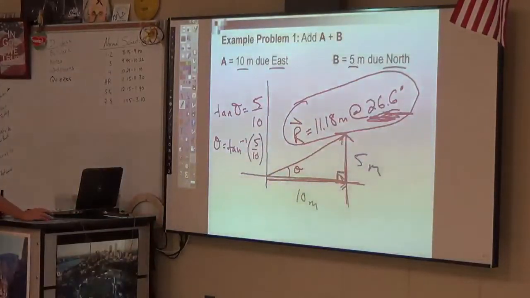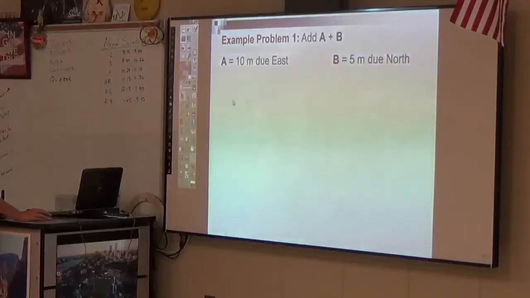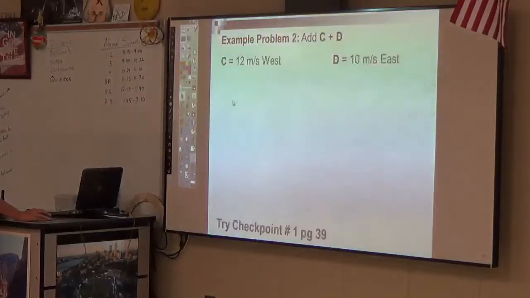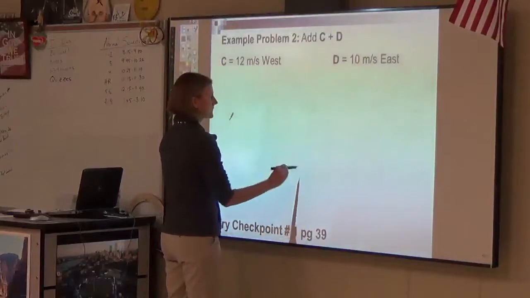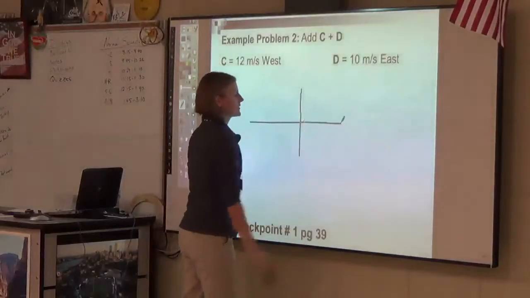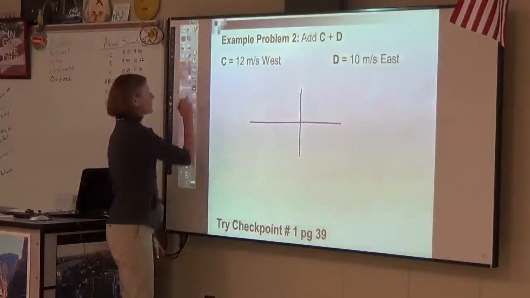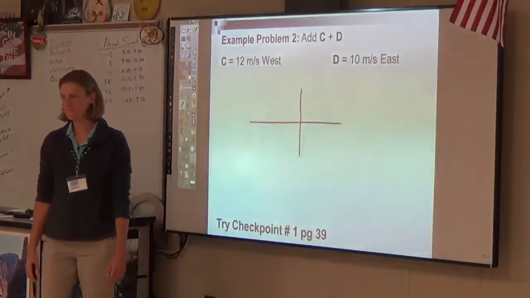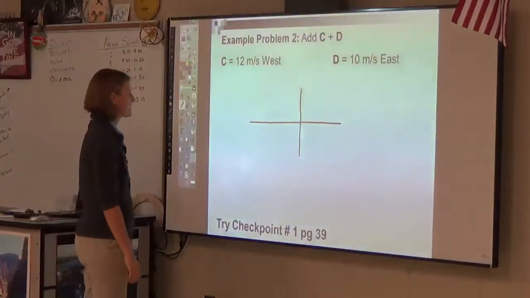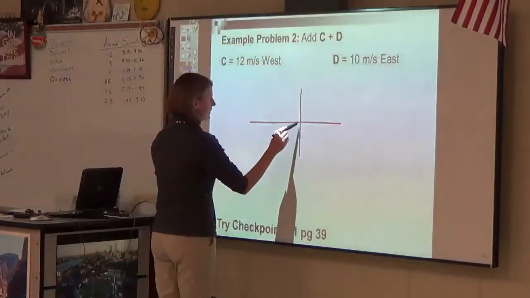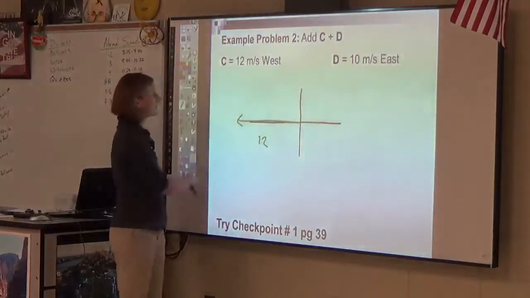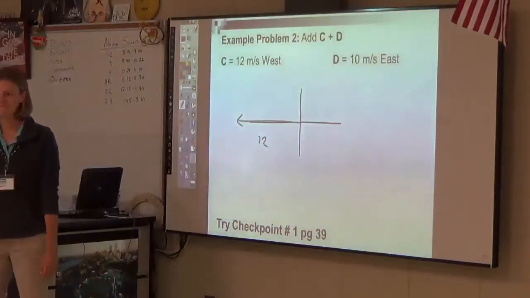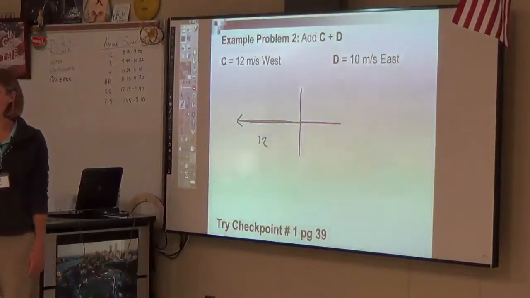Okay, so great. We added a vector. Let's do another one. Okay, so here's just my coordinate system. You guys try this one. Tell me what you think the answer is. You got 12 meters per second west. We got a vote for 2 west.